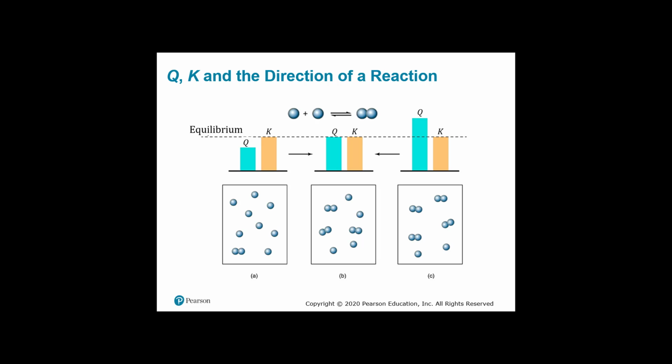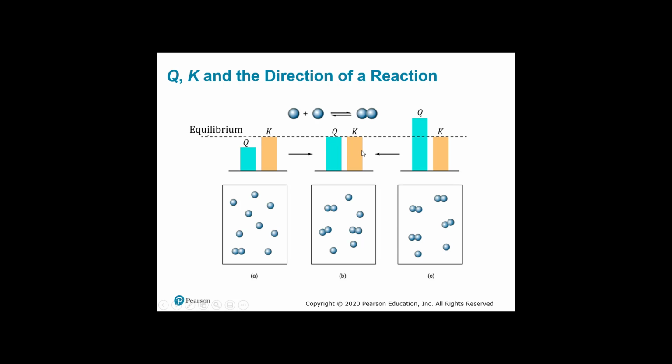I don't know if I said that right. Let me look at my notes. Okay, yes. Basically, we're trying to get this up to here. It hasn't reached the value: the Q value is smaller than K, so it needs more products in order to get to this line.